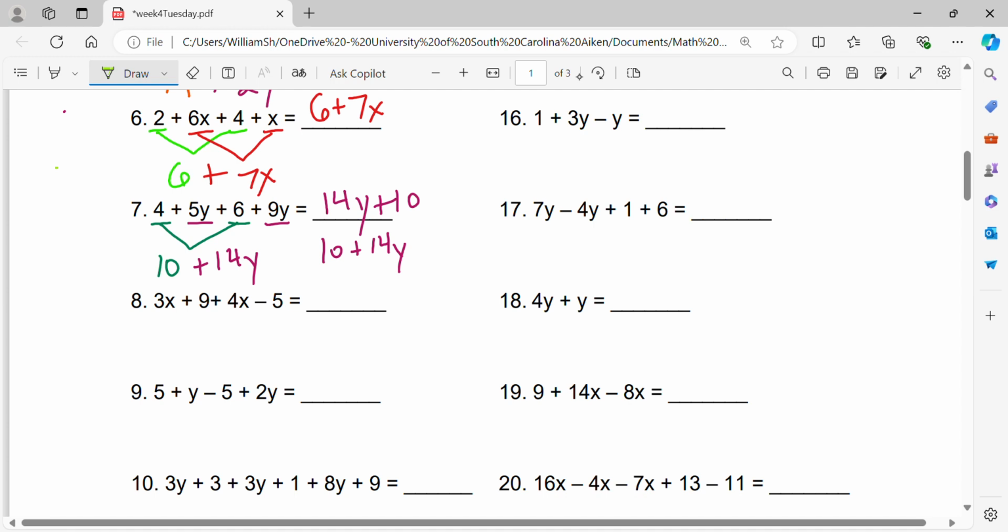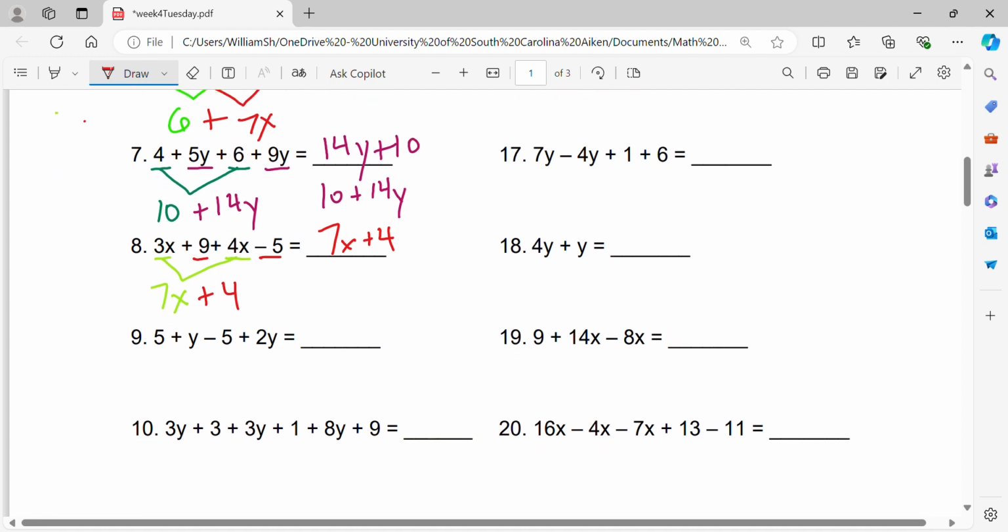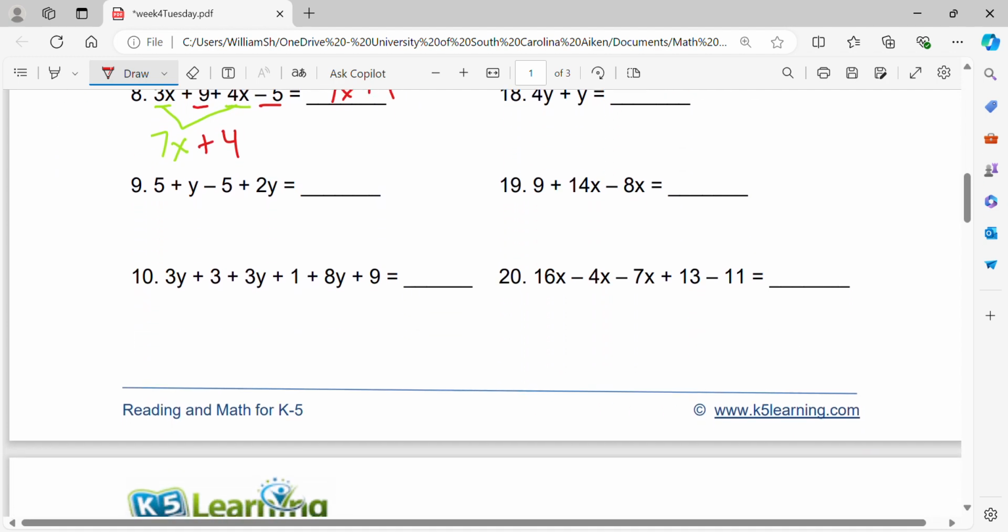3x plus 9 plus 4x minus 5. Okay, so I'm going to simplify the x's first. So I've got 3x plus 4x is 7x. Okay, I've got 9 minus 5 is 4. So I can simplify this down to 7x plus 4, or 4 plus 7x. The order does not matter because it's just addition. Alright, continuing on.